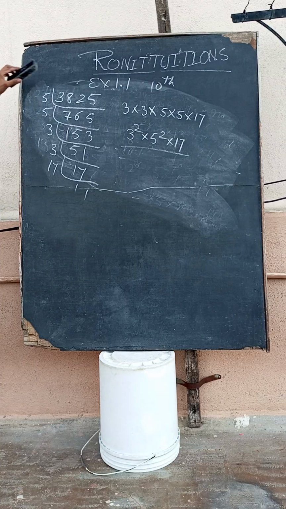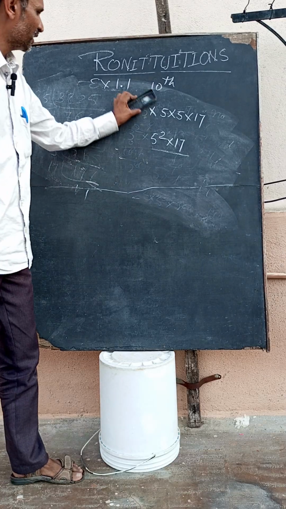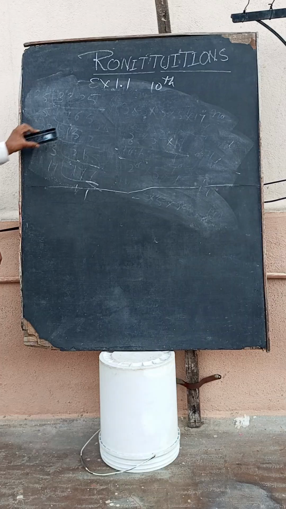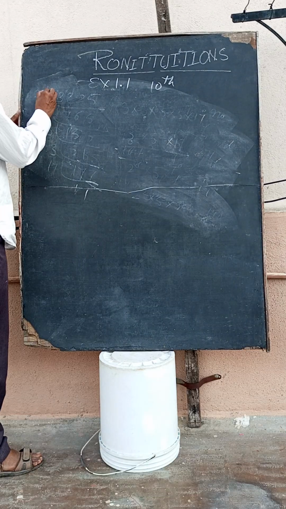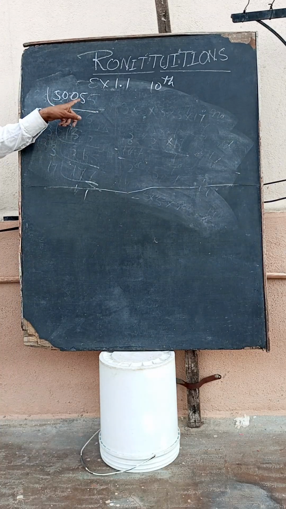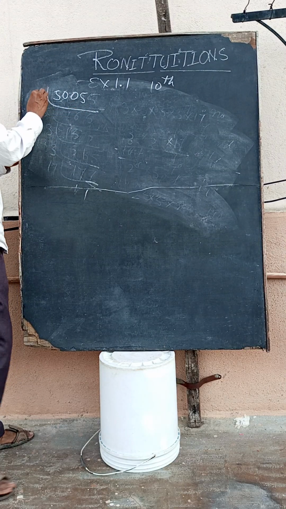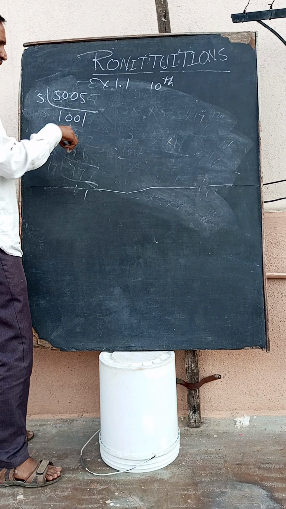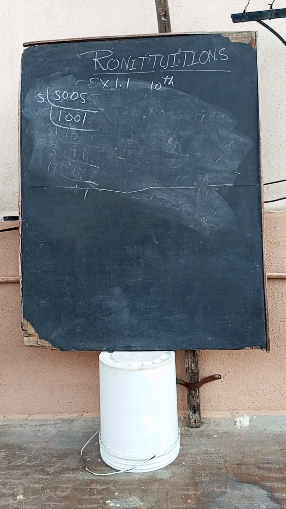Again another number we can take. First main, fourth one. It is written 5005. So this number again ends with 5, so we can divide it by 5. So 5 1s are 5, 00 and 1. Next, this number can be divided by what number?